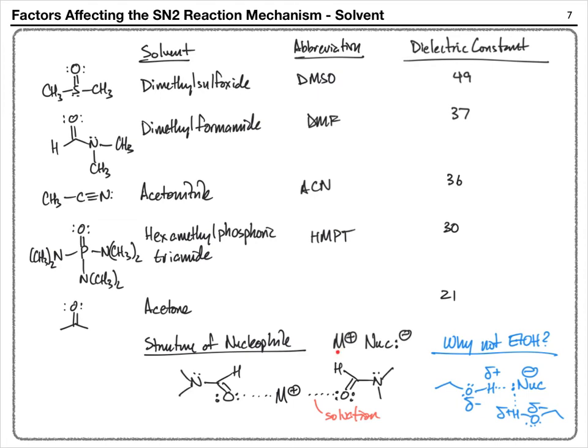Because the metal cation is just a spectator anyway, we want to sort of distract it and allow the nucleophile to react. So these solvents are more appropriate, whereas polar protic is not.